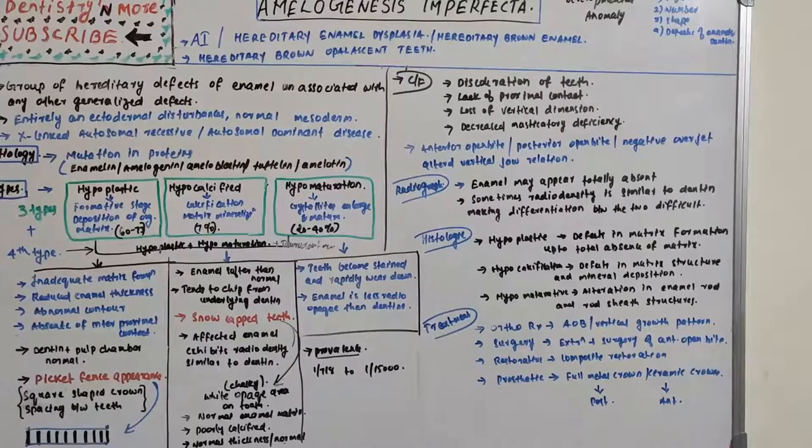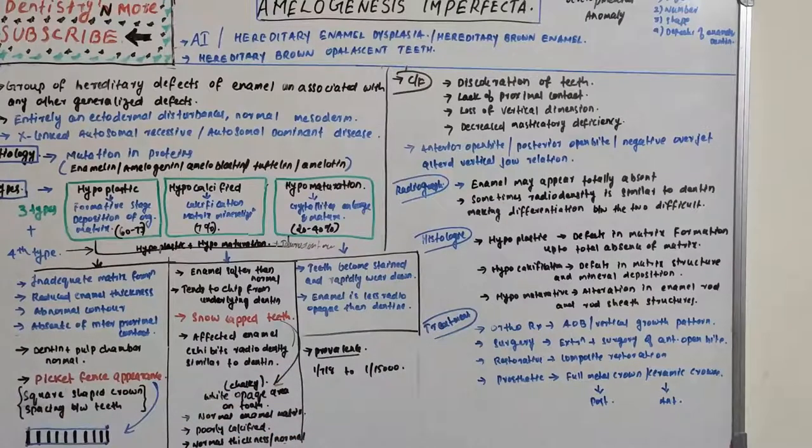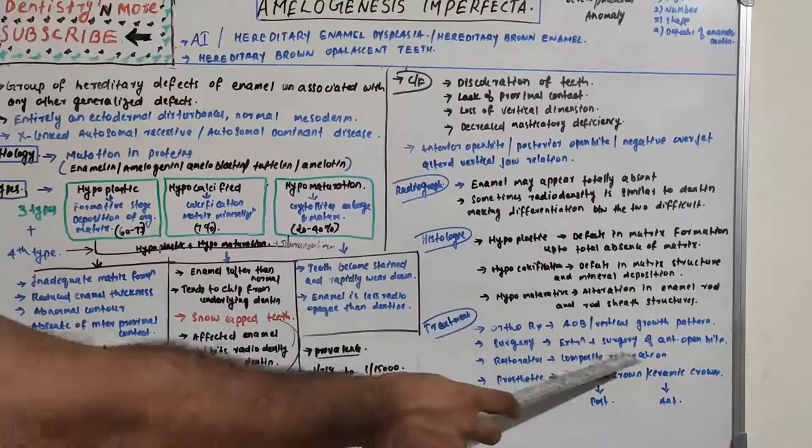So how do we treat amelogenesis imperfecta? We have various options to treat amelogenesis imperfecta. We can go for an ortho treatment for correcting anterior open bite and vertical growth pattern. Sometimes, not in all the cases, we need to do a surgical approach, that is extraction of a few teeth and surgical correction of anterior open bite.